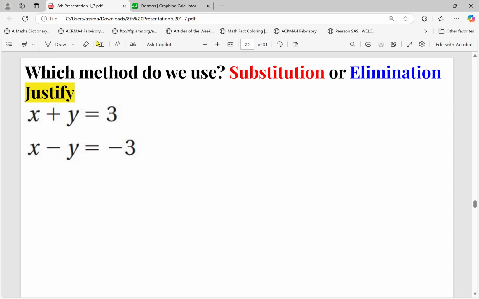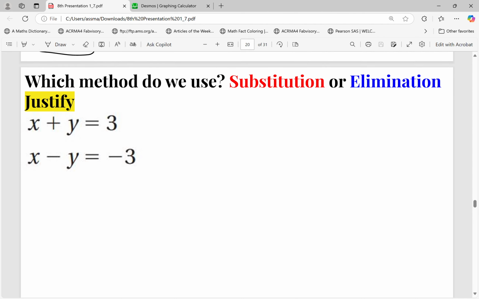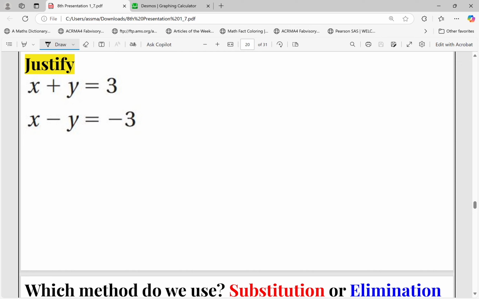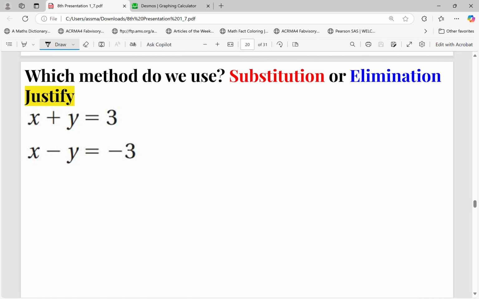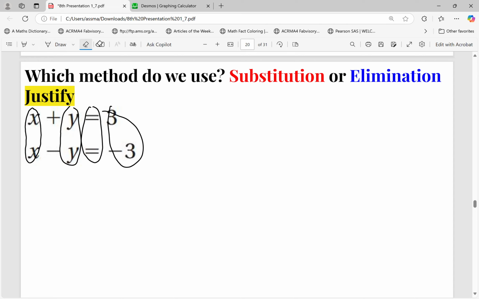If I quickly scan the system, notice that no variable is isolated, meaning I don't see any x equals something or y equals something, right? But what I do notice is that the x's are lined up. Notice that my y values are lined up. My equal sign and my constants are lined up with each other. So what that means is that I could use elimination method.